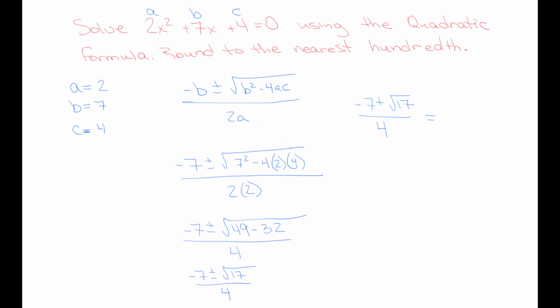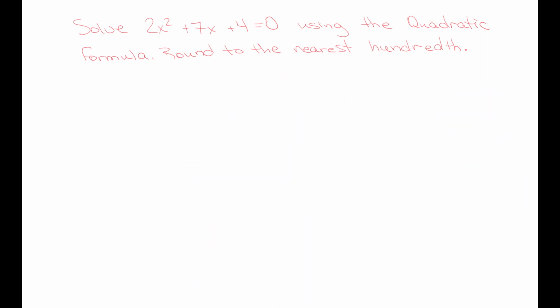When you do that, you would get one answer, which should be negative 0.72. And then if you go negative 7 minus the square root of 17 all over 4, you should get negative 2.78. I want you to pause the presentation right here and make sure that you can do that in your calculator. But these are both of your answers.